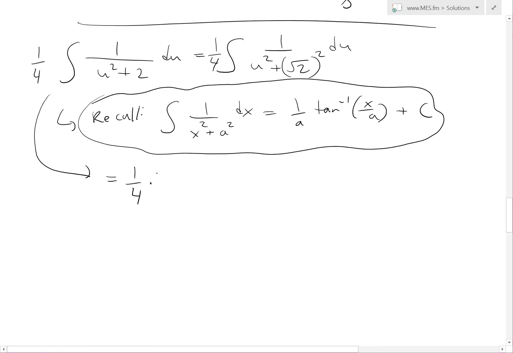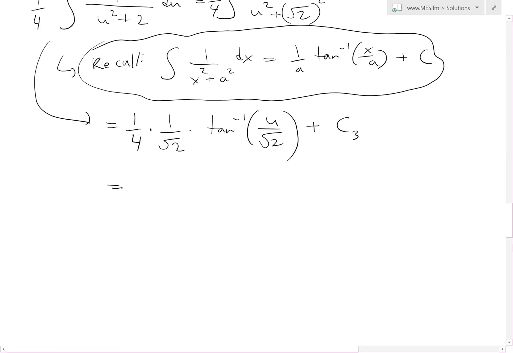Yeah, so this equals 1 over 4, and now we have to put this 1 over a, which is basically right here, 1 over square root 2, times inverse tan of x over square root of 2. Whoops, not x. In our case, it's u. And now we just add a constant c. Let's call this c3, because we already had c1 and c2 taken.